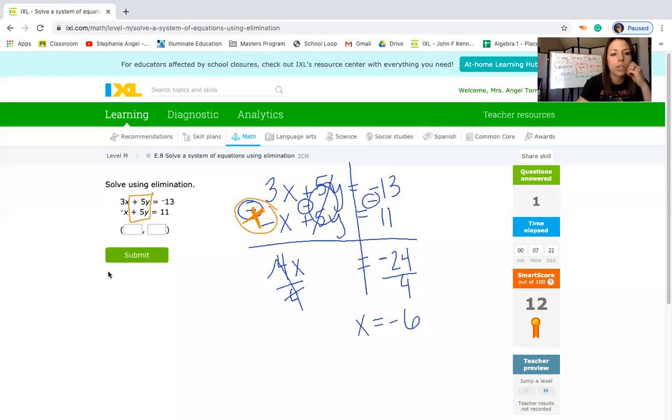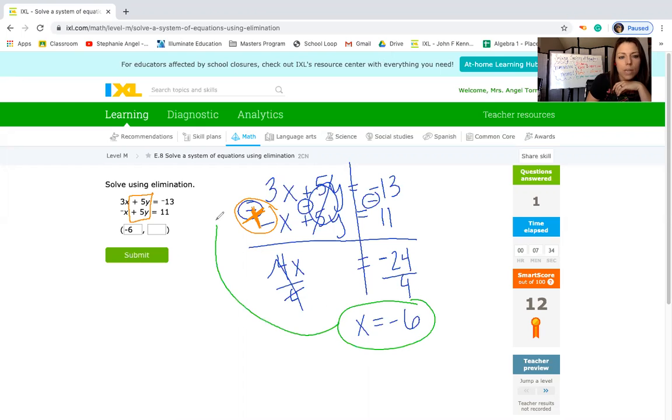So over here in our solution, we're going to make sure that we put x is negative 6. Now we have to go find y. All right, so we know that x is negative 6. So which of these equations would you rather plug it into? Looks like this has a pretty simple coefficient, right? Just negative 1, so I'm going to plug it into the second equation.